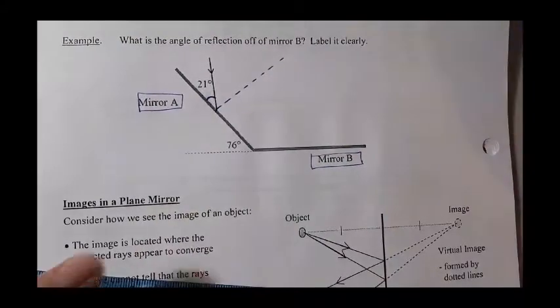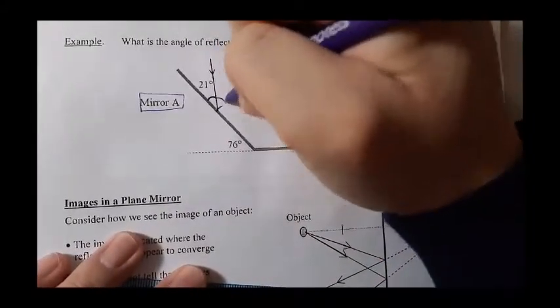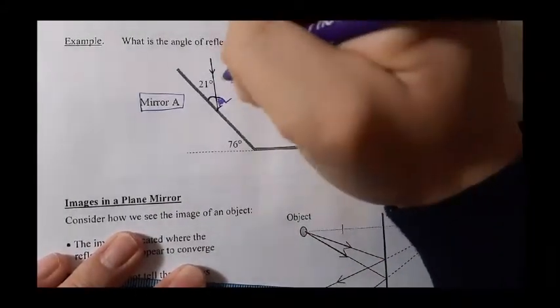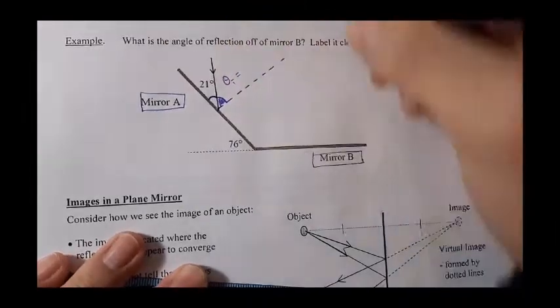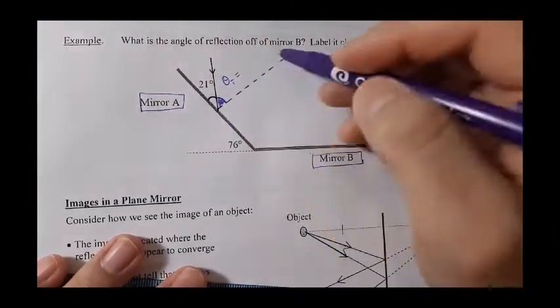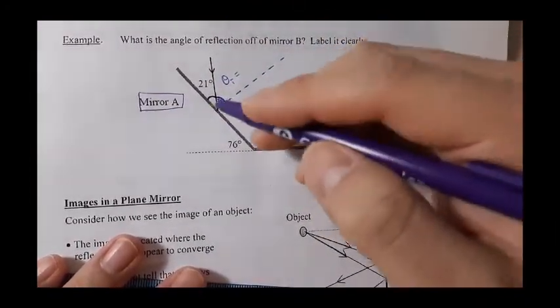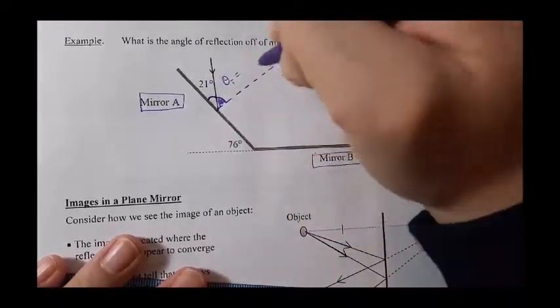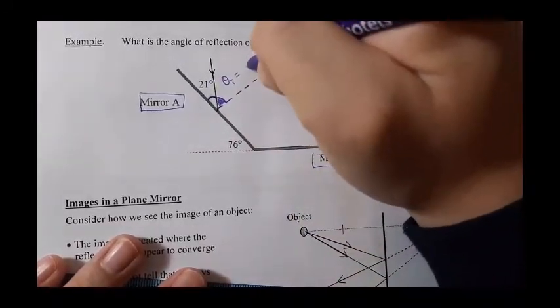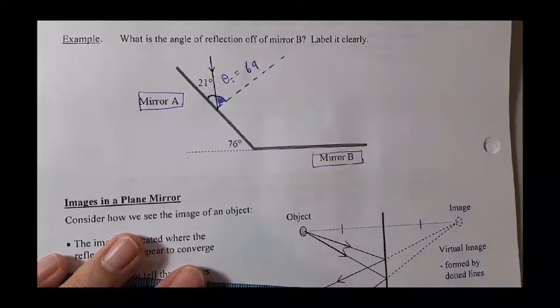There you go. This angle over here is my angle of incident. It is between my incoming ray and the normal line. The way that I get it is, well, 90 minus 21. I believe that is 69.